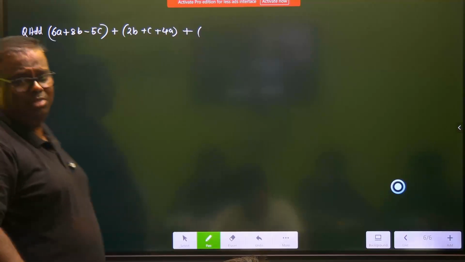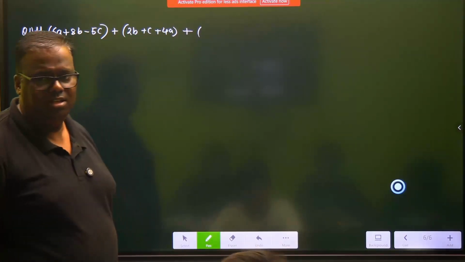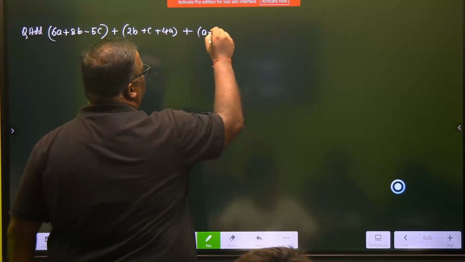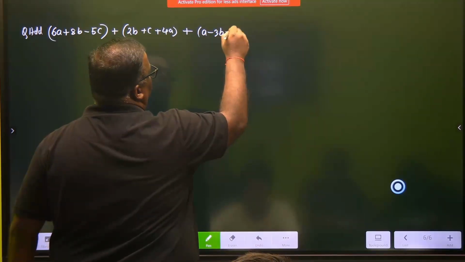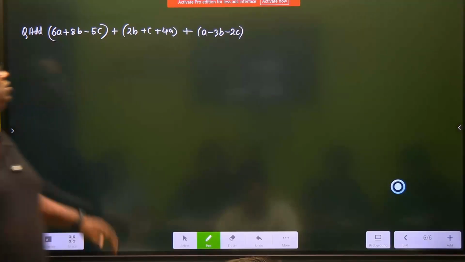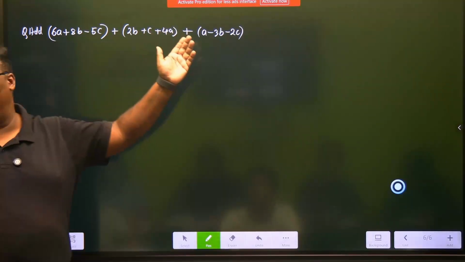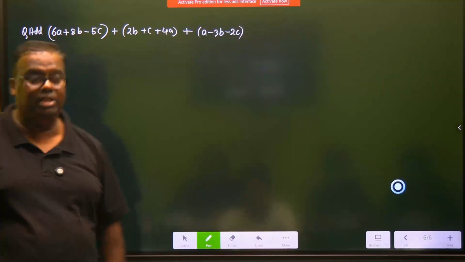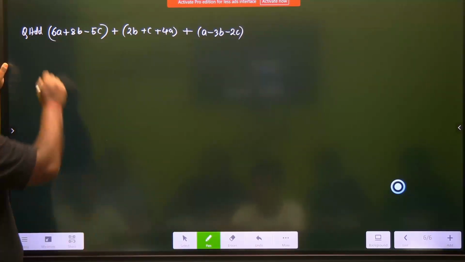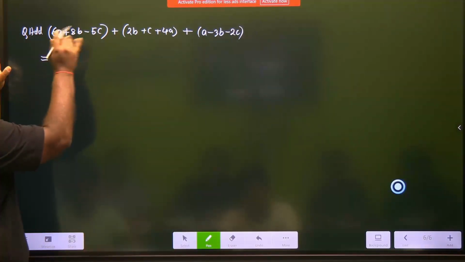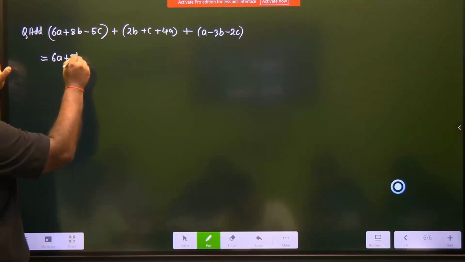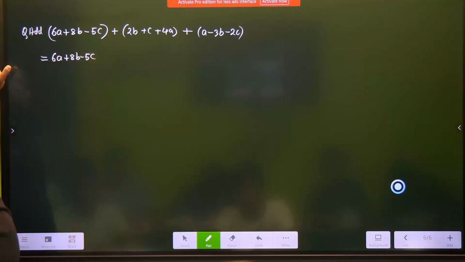Tell me the third term. A minus 3B minus 2C. Okay, this is how you are supposed to do it. Whenever they give add, you write add, right? Look here, add apple plus mango plus pear, whatever it is. So our next step will be, now this is the matured way of doing. We just open this bracket: 6A plus 8B minus 5C, right?